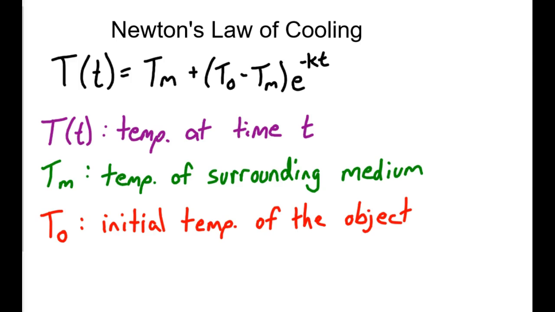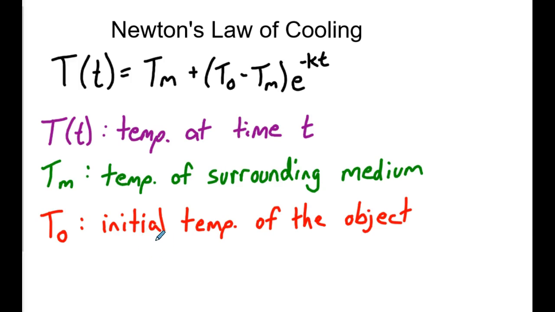The last thing we're going to discuss in this lesson is Newton's law of cooling. You can see the formula down below. We have some main parts. T of t is equal to the temperature at time t. T sub m is equal to the temperature of the surrounding medium. And then T sub naught, or T sub 0, is the initial temperature of the object.